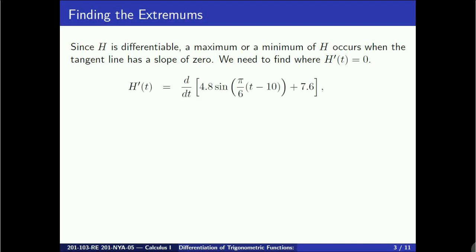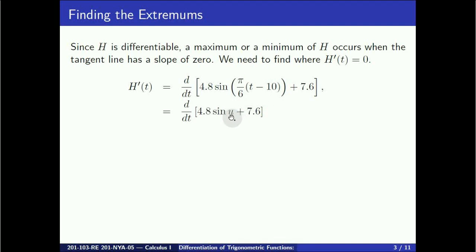So to differentiate, we will apply to the first term the chain rule. The second term is just a constant, so differentiating it will be pretty easy. It's going to be giving us 0. So for the first part, we can think of the angle pi over 6 times (t minus 10), the expression to which the sine function is applied, as the inner function u. So we want to differentiate 4.8 times the sine of u with respect to t, understanding that u is a function of t. So we apply the chain rule.